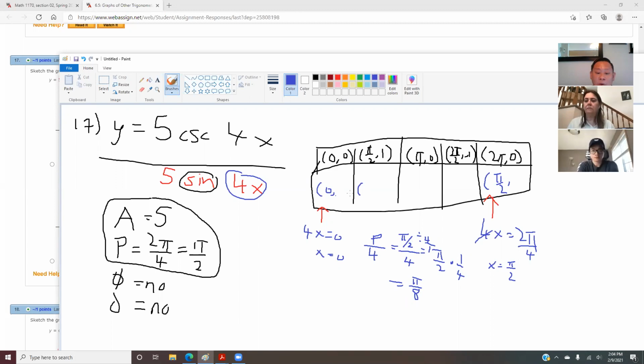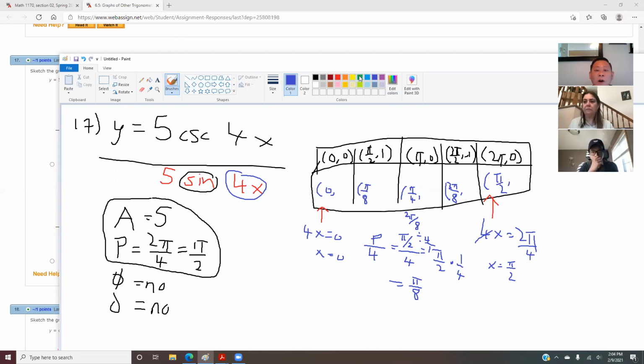When you add 0 with pi over 8, you get pi over 8. When you add pi over 8 with pi over 8, you get 2 pi over 8, which can be reduced to pi over 4. And then the next one is 3 pi over 8, because 2 pi plus pi is 3 pi. And the next one is 4 pi over 8, which is the same thing as pi over 2. So this is how you figure out all your x values. This is what you did in the last section.